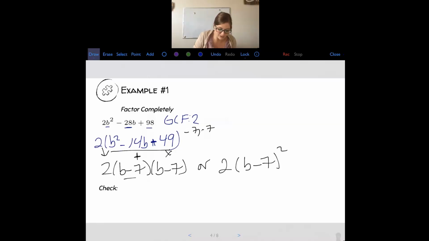The reason you can write it as squared is because it's multiplied times itself. If you're going to check this, I recommend using FOIL or distributing the b minus 7 times b minus 7 first, and then multiply everything by 2. But remember, you can always check your answer by multiplying these out and making sure you get to the original.